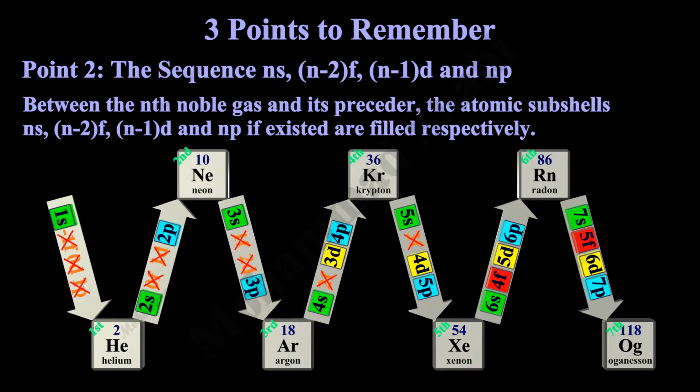This will give us that we have before helium the filling of 1s, between helium and neon the filling of 2s and 2p, between neon and argon the filling of 3s and 3p, between argon and krypton the filling of 4s, 3d, and 4p, between krypton and xenon the filling of 5s, 4d, and 5p, between xenon and radon the filling of 6s, 4f, 5d, and 6p, and finally between radon and oganesson the filling of 7s, 5f, 6d, and 7p, with the consideration that we don't have any p subshell before 2p, any d subshell before 3d, and any f subshell before 4f.